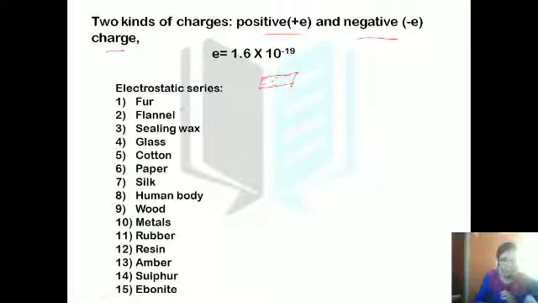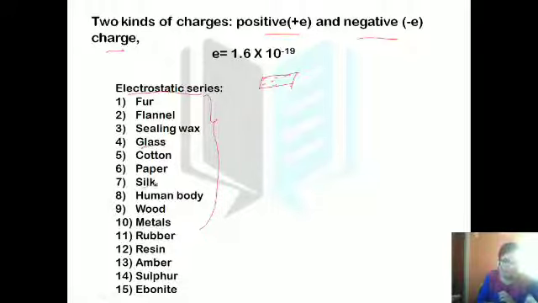Okay, and those substances were placed in the series that is called the electrostatic series. Now, how do we find out which body acquires positive charge or negative charge? For that, we'll take some examples.